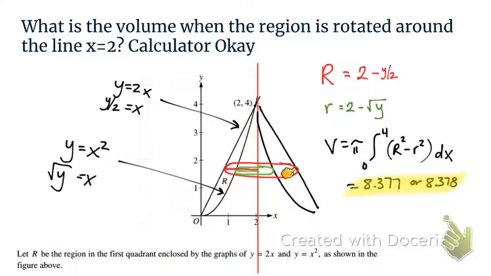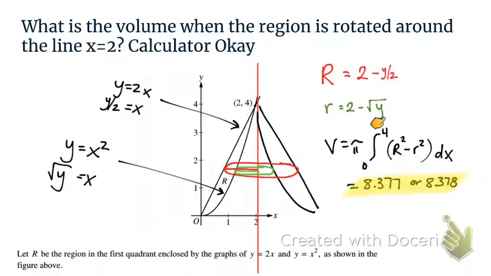When I drew my circles, I looked at top function minus bottom function. So in this case, the top function was 2 for the red one, and the bottom function was the straight line. So I got 2 minus y over 2. For the green one, the top function is 2, the bottom function is the square root of y, so 2 minus the square root of y. And then I wrote down my volume formula. Notice that my limits are in terms of y, from 0 being the bottom number to 4 being the top number. So from 0 to 4 of capital R squared minus little r squared.